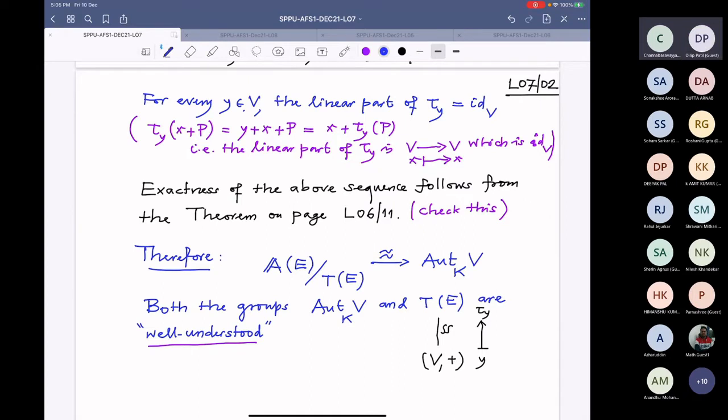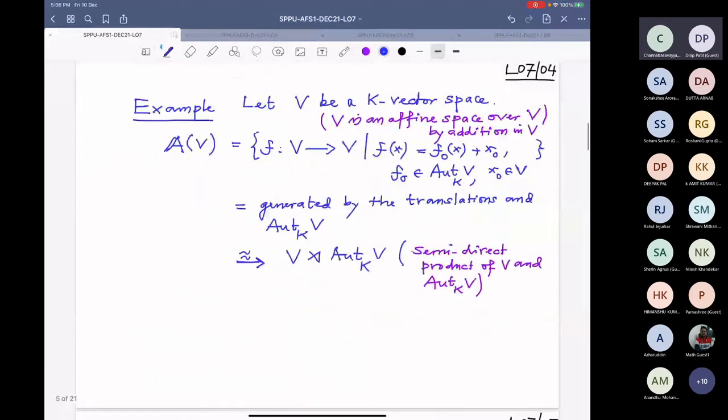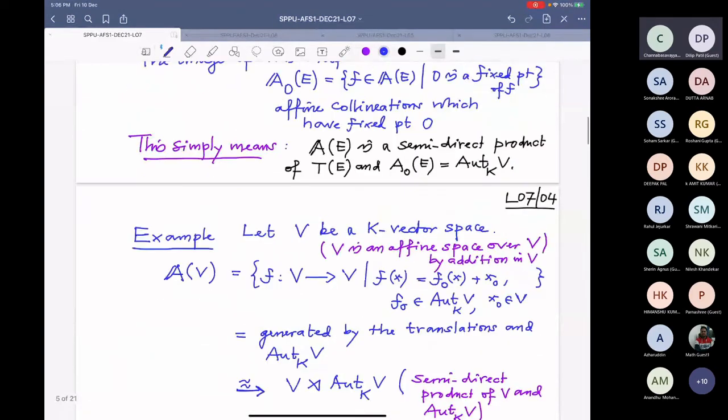Is that clear? So therefore, this affine group of E, which we want to describe, is a quotient group, and the quotient group is known to us very well. And the normal subgroup is also known to us very well. It is isomorphic to V plus. And we want to use this information to describe this group. All right, so that will be done by the semi-direct product. All right, and these are the examples.